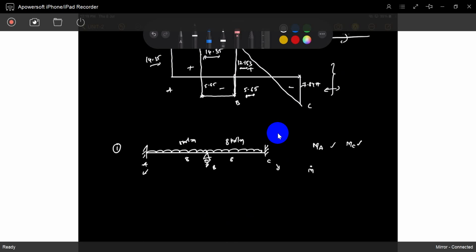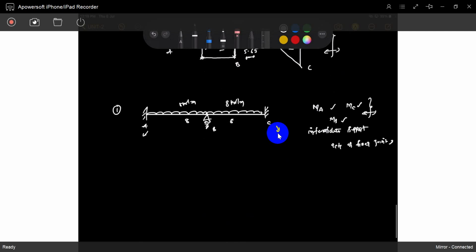Once again, intermediate support acts as a fixed joint. It will rotate, but it maintains uniformity between those two spans. So it acts as a fixed joint, and B also has a moment. So three unknowns are there. Understood? Three unknowns, but we have only one equation.